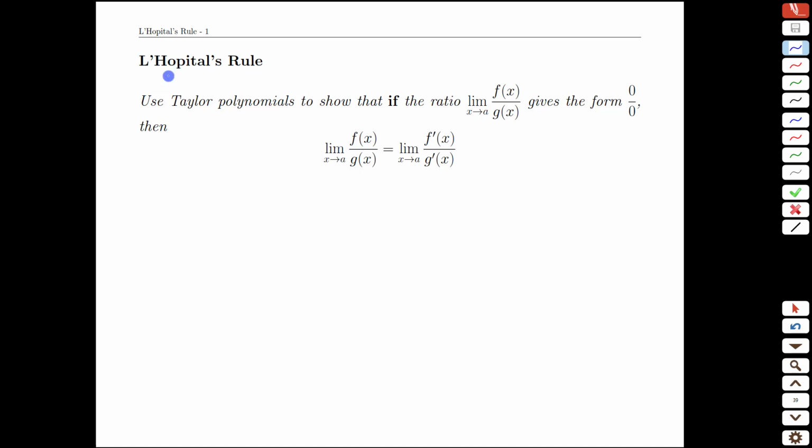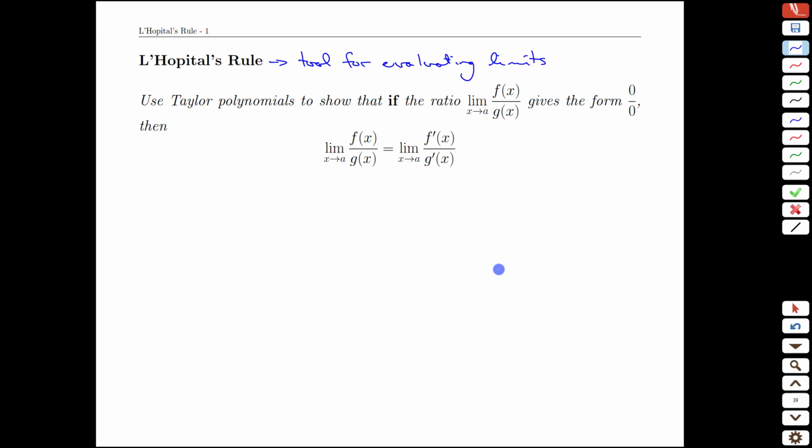In this video, we're going to introduce L'Hopital's rule as an extension of the Taylor polynomial work we were seeing earlier. L'Hopital's rule is a tool for evaluating limits. It's important to know how it fits into the general framework of the skills and tools we're using and learning about. In particular, it's not the only tool that we have.